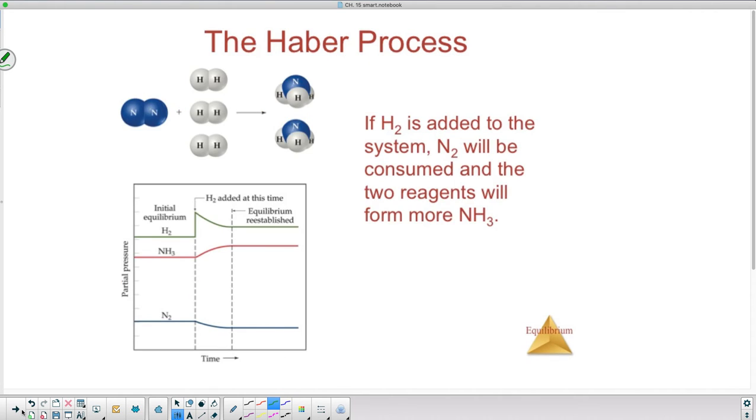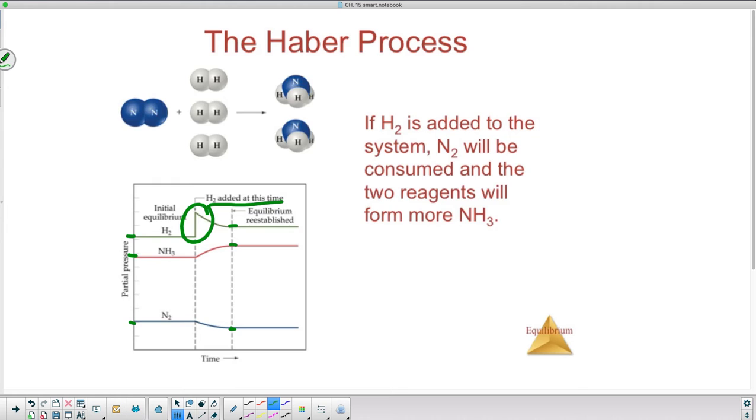So the Haber process looks like this. You can see nitrogen, you can see hydrogen, and then you can see what happens when we increase or decrease something. In this case, we add hydrogen, as it says H2 added at this time. And then the equilibrium will adjust. You see where the equilibrium is for hydrogen, for nitrogen, and for ammonia before, and now see where it is now for hydrogen and nitrogen down here, and then ammonia in the middle.